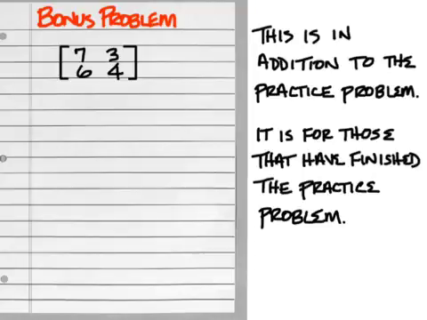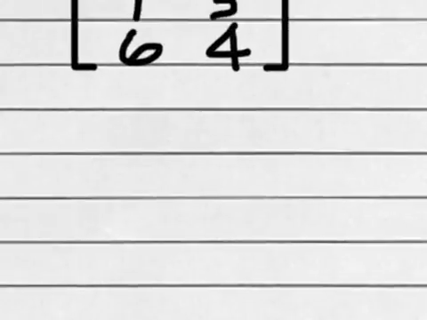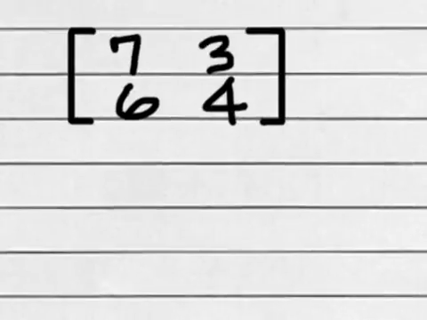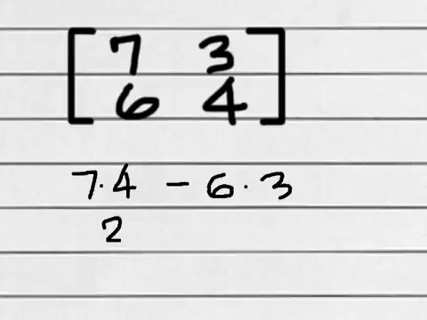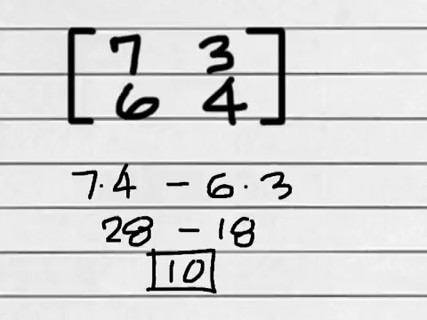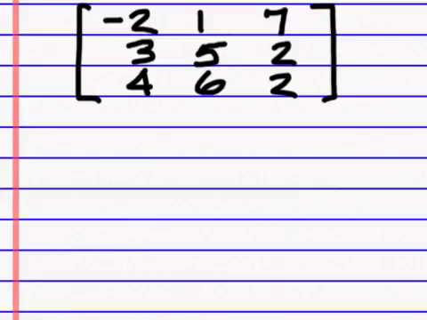Everybody had this one right. The solution should go like this. It is 7 times 4 minus 6 times 3, which is 28 minus 18. The solution is 10. To find the determinant of a 3x3 matrix, you must first copy down the original matrix as it appears in the problem.